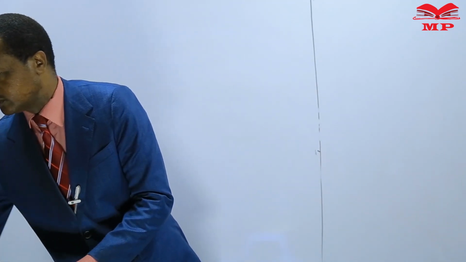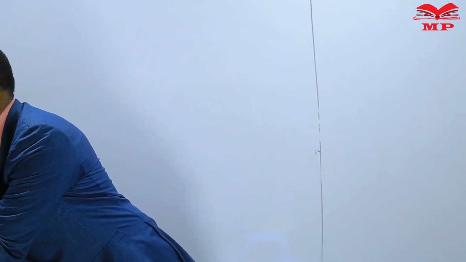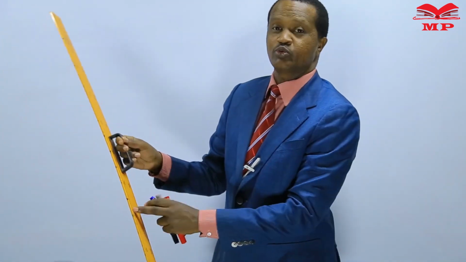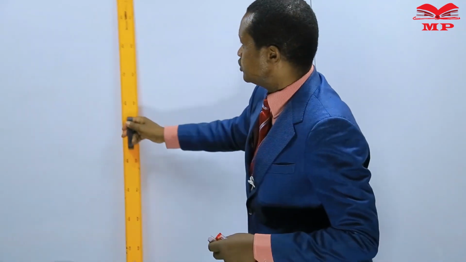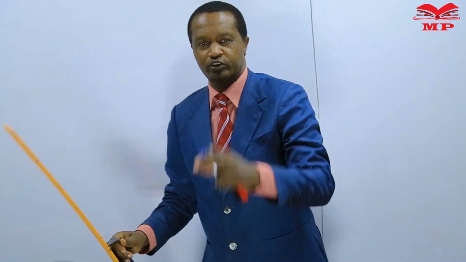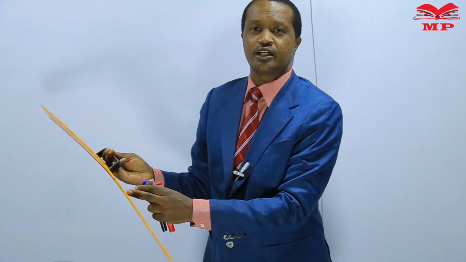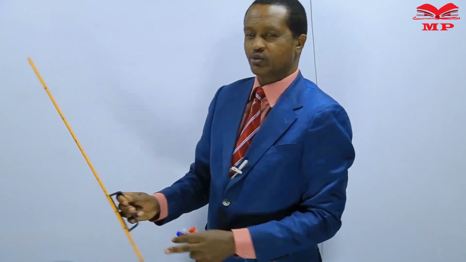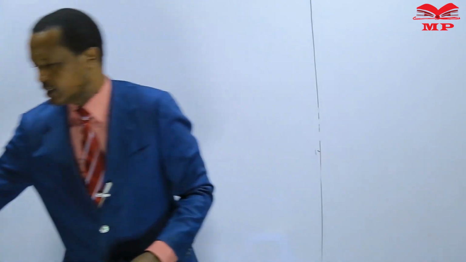Then you need to come to this class with a ruler, but not this size, please. This one is my ruler. I used it on the board. This one is the board. You need to have your own ruler, which should be 30 centimeters. This one is 100 centimeters. So you need to have a ruler.